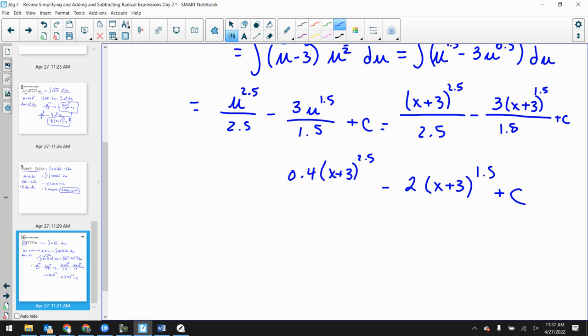Oh, I'm looking at my key right now. I forgot that exponent on my key. Yeah. That should say a 2.5. It's like the step above it. I just forgot to carry through. 0.4 x plus 3 to the 2.5, or as a fraction, 5/2, minus 2 quantity x plus 3 to the 3/2, or 1.5, plus c.